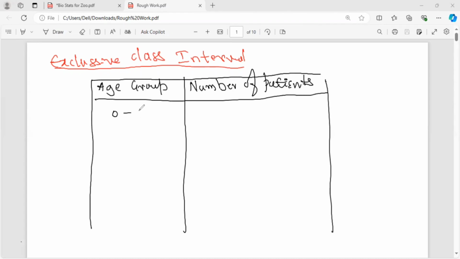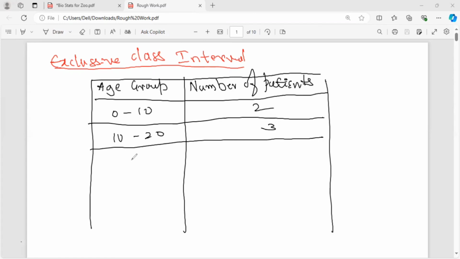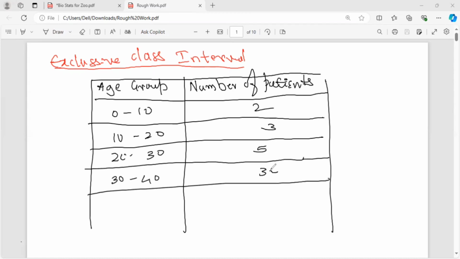See here, in the 0 to 10 class, two patients are admitted. Then 10 to 20, three are admitted. 20 to 30, five are admitted. Then 30 to 40, 30 are admitted. 40 to 50, 70 are admitted.